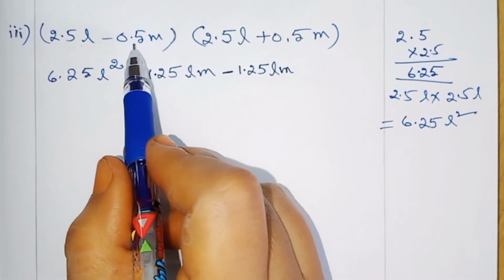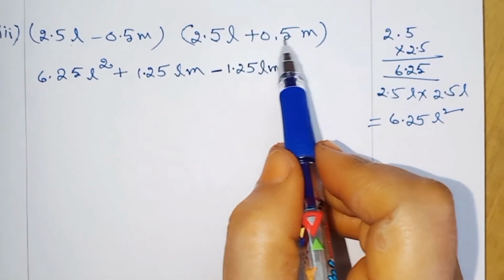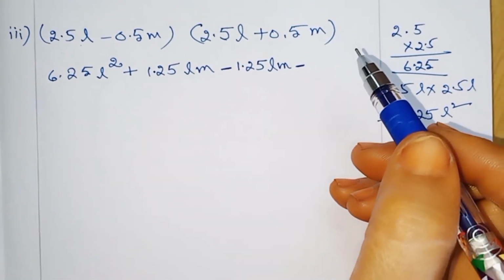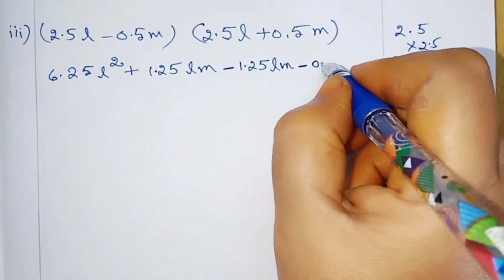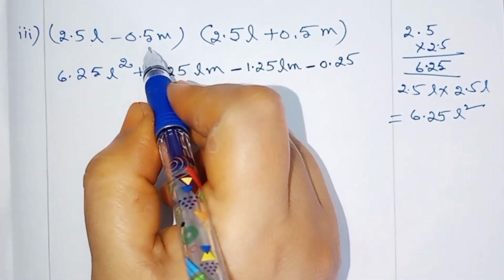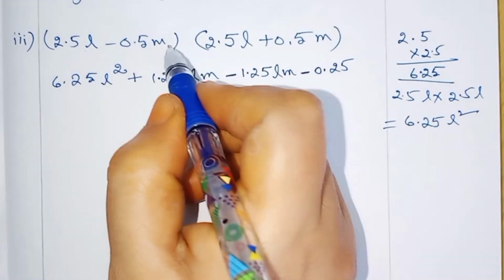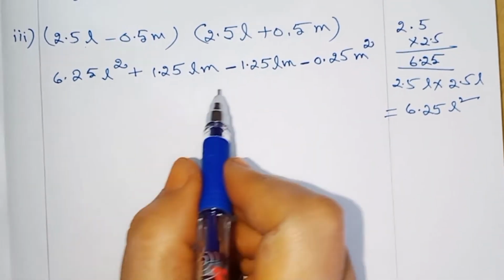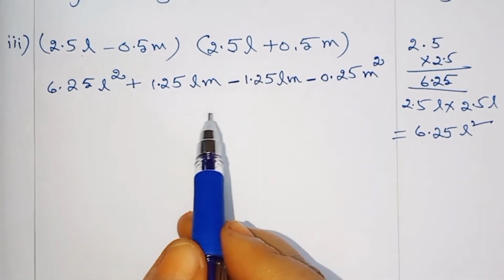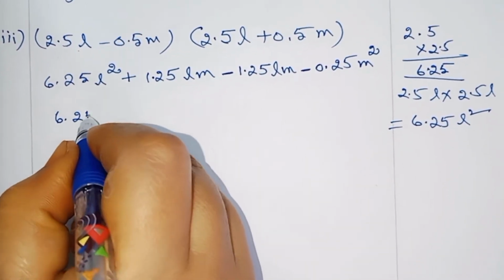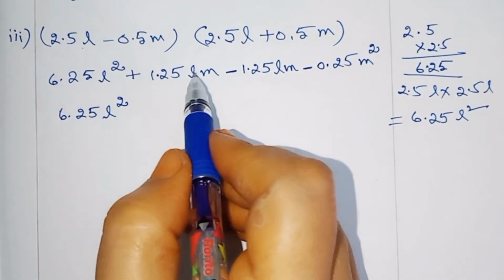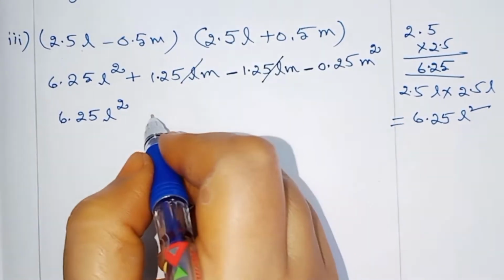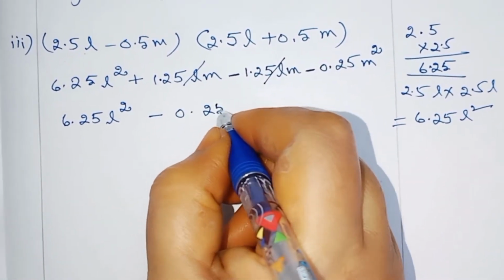Now we have to multiply minus 0.5M into plus 0.5M. Minus into plus is minus. 5 5s are 25. So 0.5 into 0.5 is 0.25. M into M is M square. Now we have to simplify, that is, we have to add and subtract the like terms. 6.25 L square plus 1.25 LM minus 1.25 LM gets cancelled. Minus 0.25 M square.